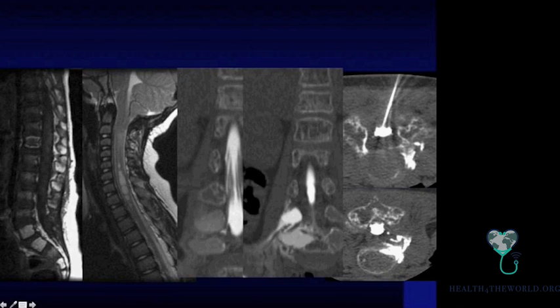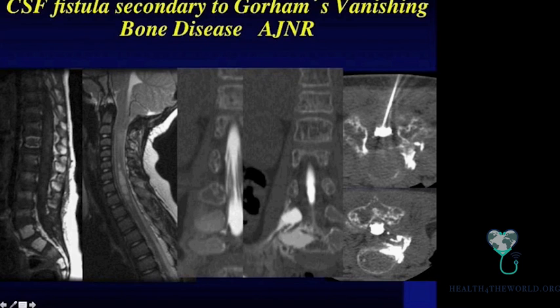vascular lymphatic malformation. This is a patient who has vanishing bone disease of Gorham, very rare disorder where the bone is eaten away by a sort of hemolymphatic malformation, but it can then erode into the CSF. So this is a rare case.